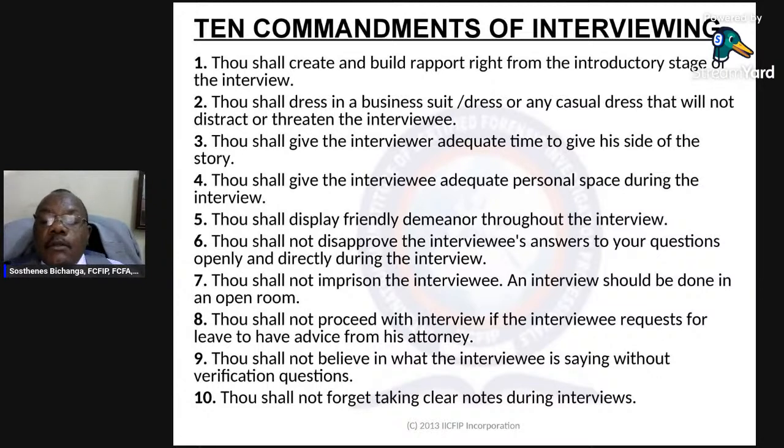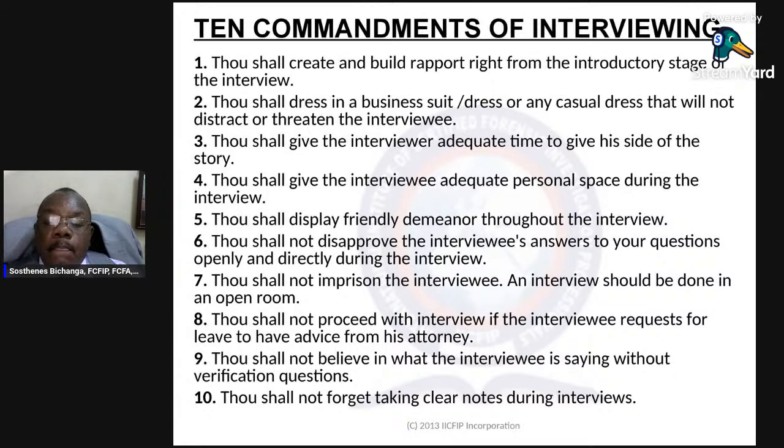Number 7, thou shalt not imprison the interviewee. An interview should be done in an open room, or a room that is not locked. You are not supposed to imprison the interviewee. It should be a voluntary meeting and a voluntary conversation.